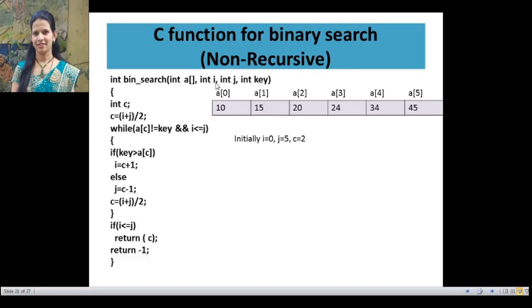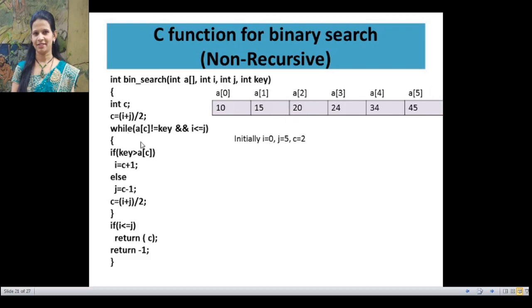Int a, int i, int j, and int k. Okay, this is your key. Find the element inside this array. When you are trying to find in this array, i equals 0, j equals 5 means the last element, and c is your mid. Okay, so int c equals (i plus j) divided by 2. 0 plus 5 divided by 2. So 0 plus 5 is 5. 5 divided by 2 is 2. So this is your mid.